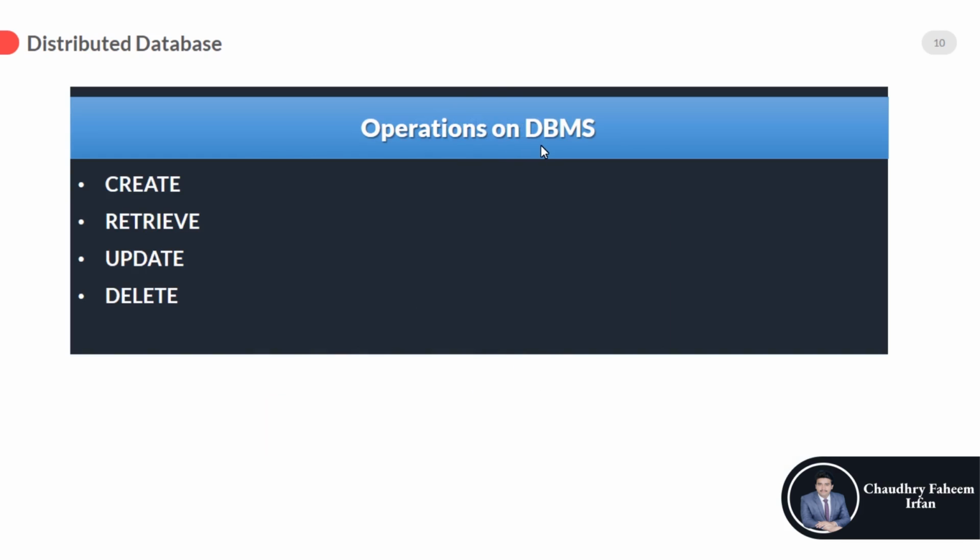So operations on DBMS is the next topic. Here are the following basic operations that we perform on a database by using a DBMS. We can create a database by using a database management system. We can retrieve data from the database by using a DBMS, update, delete, and these are the very basic and very common features that we are going to use by using a DBMS.